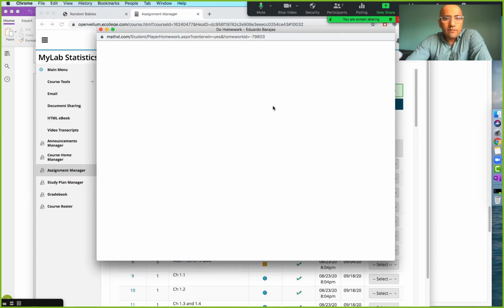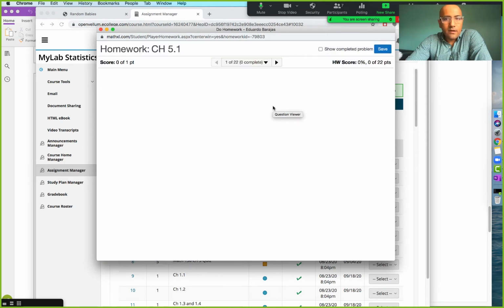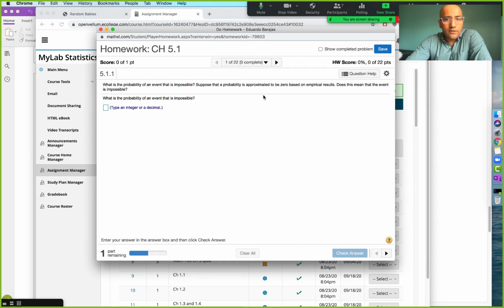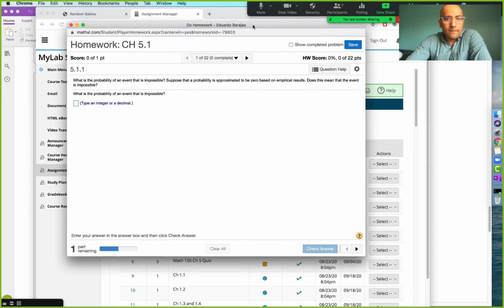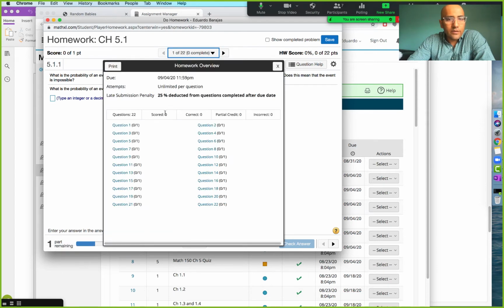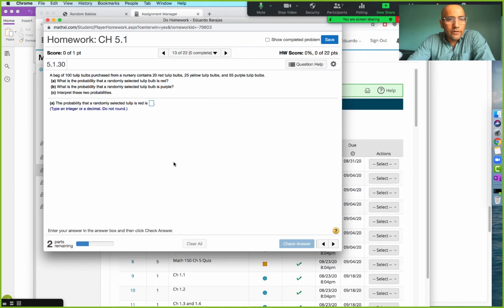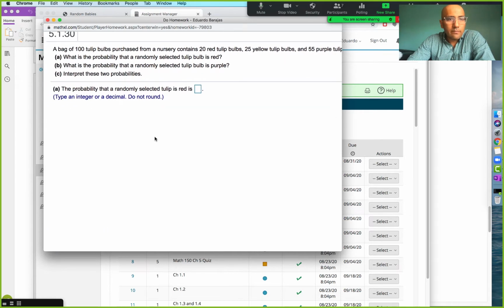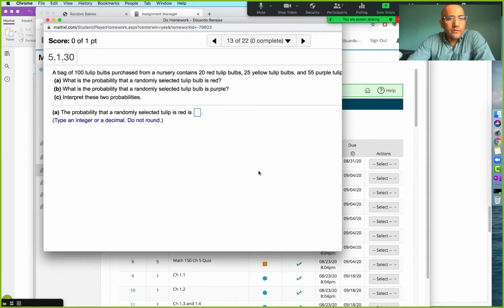The numbers themselves are going to be a little bit different here than what you saw. This is a dynamic homework platform where every student has slightly different questions, like some of the numbers vary a little bit. So yours might be a little different, but hopefully it's similar enough. Is it this one? Something about bulbs? A bag of 100 bulbs purchased from a nursery? No, it was about student athletes in a high school.